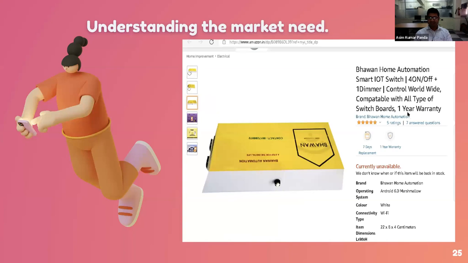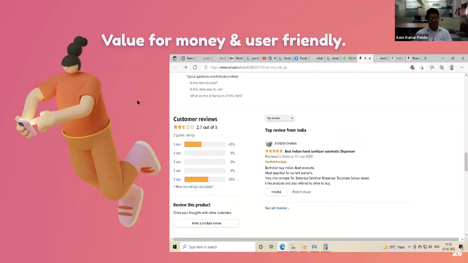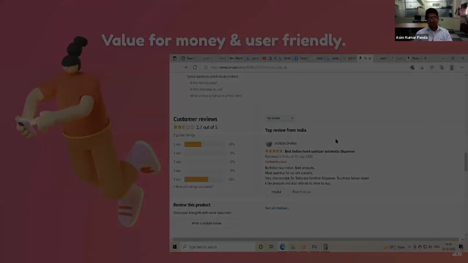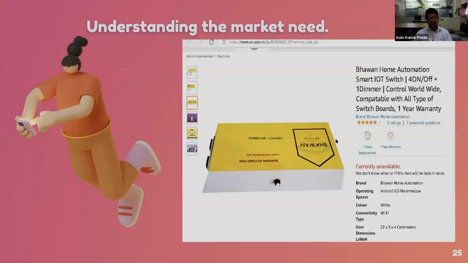Now the next product. This is also a part of the Bhavan home automation system, and Sobik is again a part of this initiative. This device can solve various problems at our home. The total lighting system, including AC and fan, can be controlled using this device.